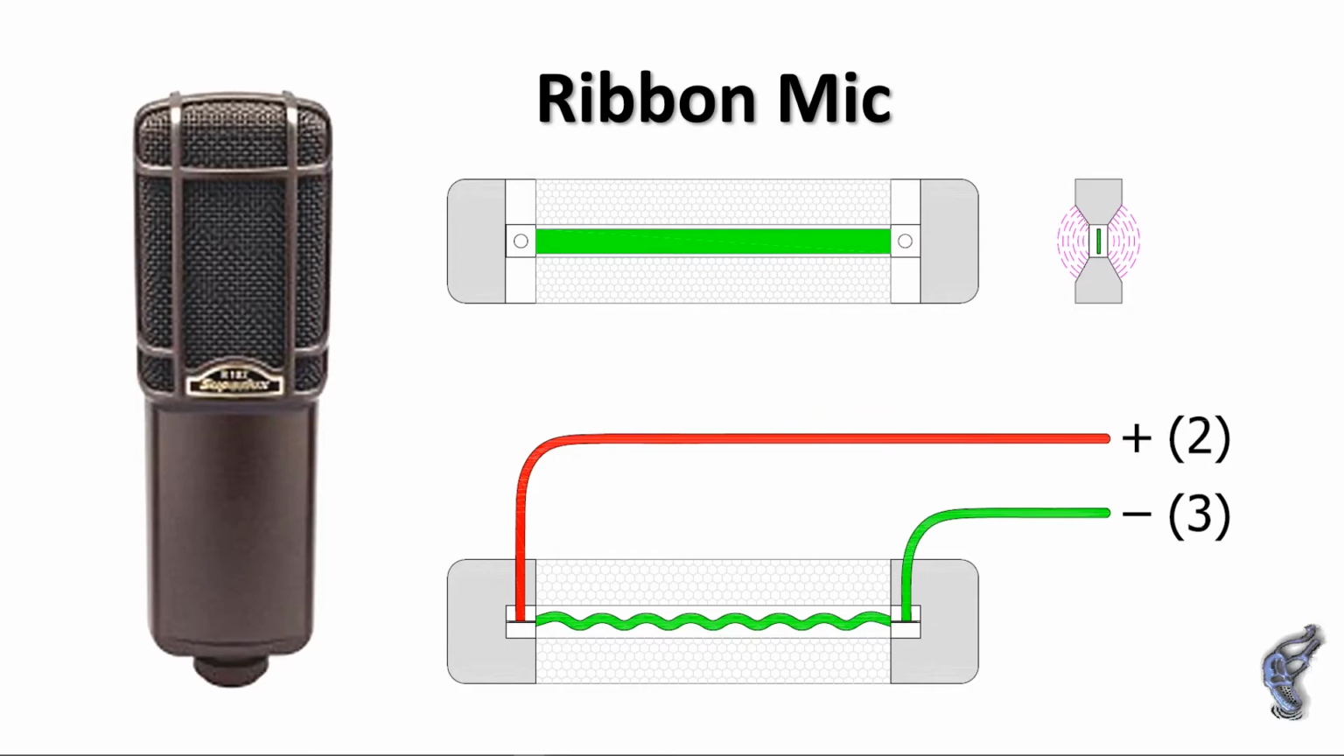A ribbon mic works in very much the same way. In this case, its diaphragm is actually a thin strip of metal called a ribbon and stretched between 2 fixed posts. The ribbon is laying in a magnetic field, and when the sound waves strike that ribbon, it converts that acoustical energy into an electrical signal, which then appears on pins 2 and 3 of the XLR connector built into the mic.